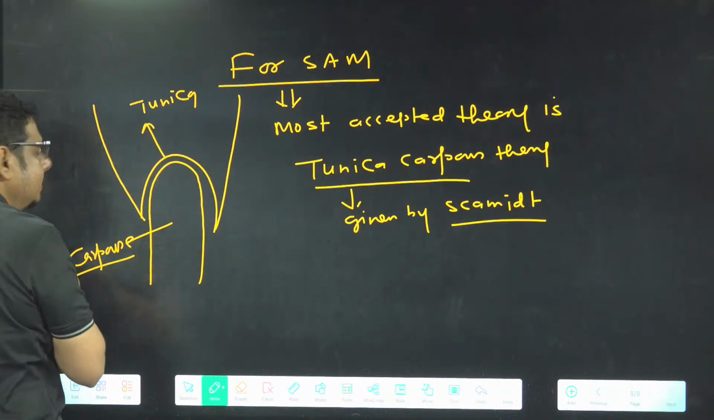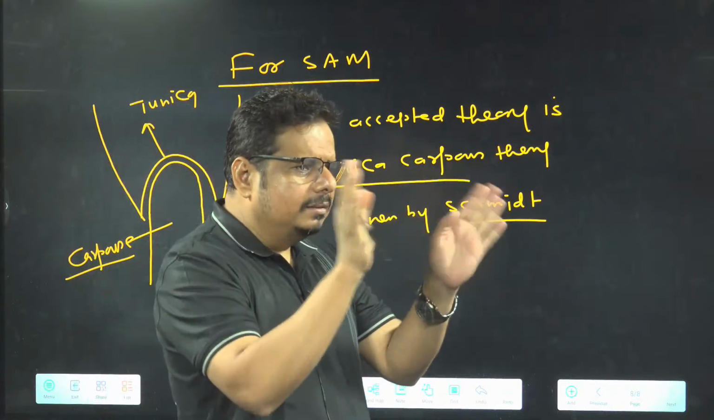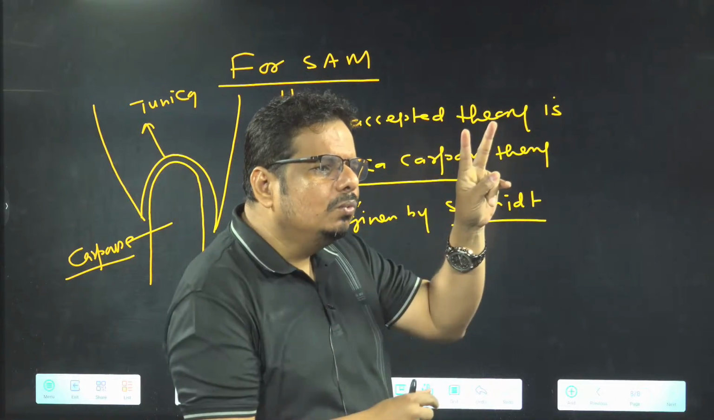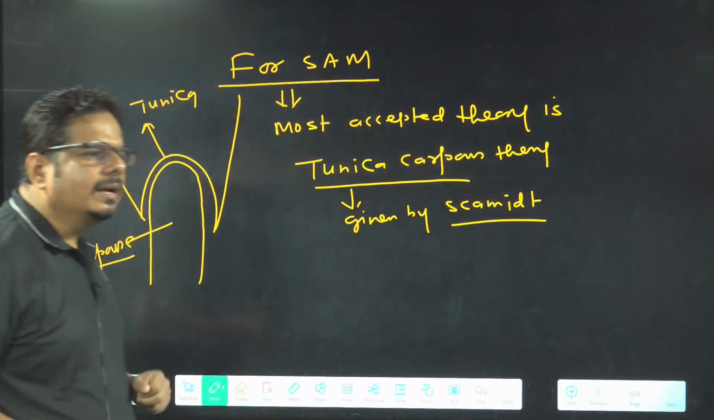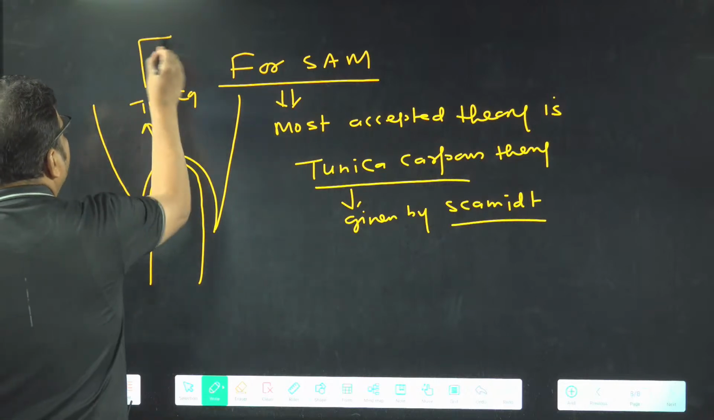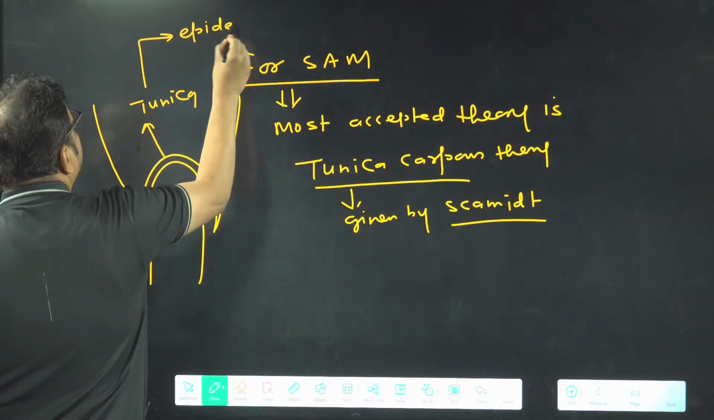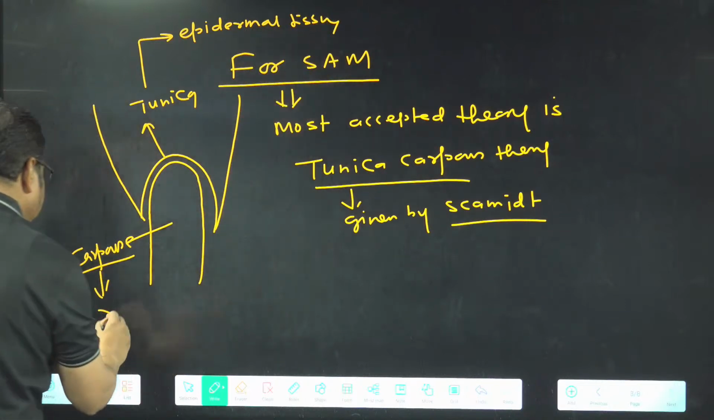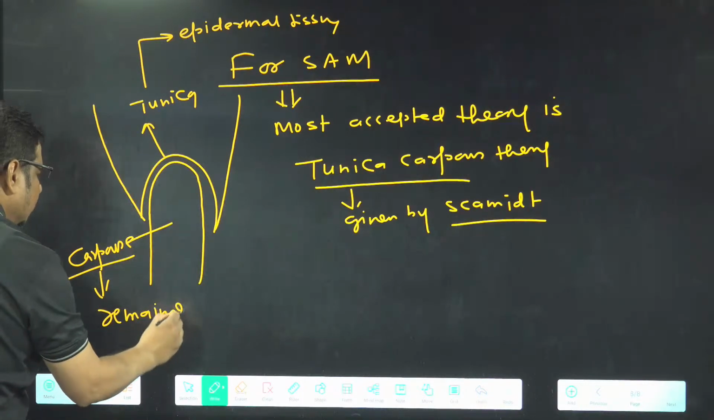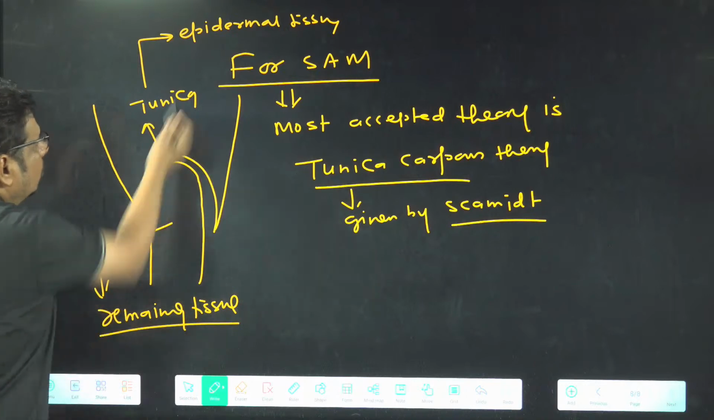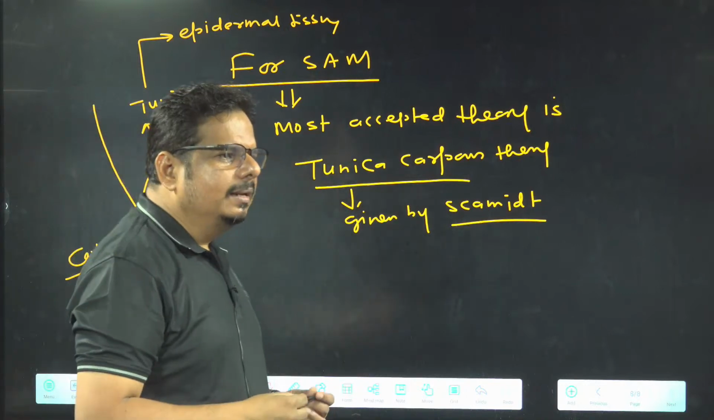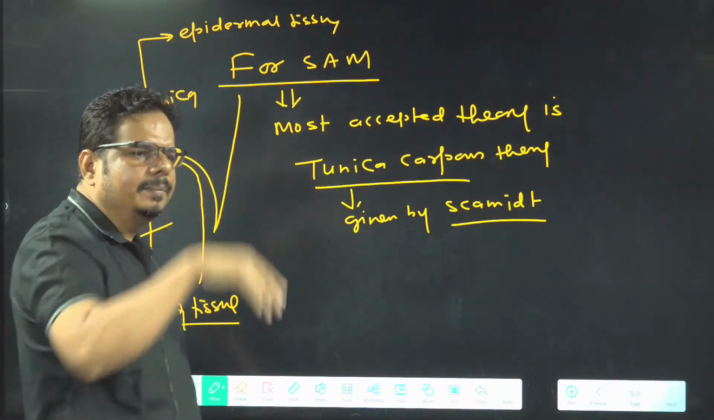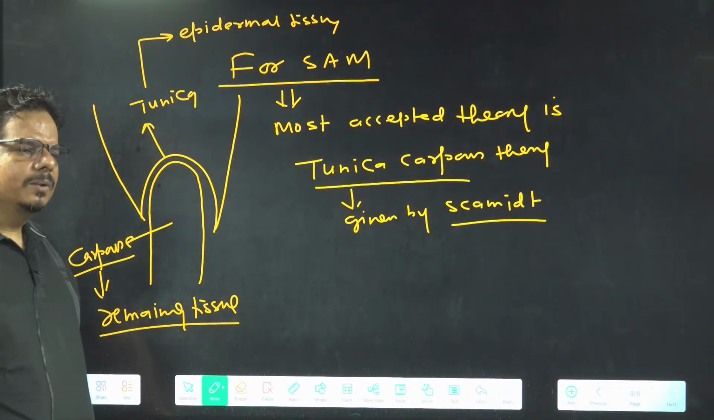Two zones are present, he told, in case of which one? Shoot apical meristem. 3 zones are not there, only 2 layers are there. So the outer layer is called tunica, the inner layer is called corpus. Tunica forms epidermal tissue, and corpus forms the remaining tissue. So this is tunica corpus theory. Much more is there, but I am not going to tell. If tunica is more than one layer, the outer layer will form epidermis, and the remaining layers will help the corpus to form the other tissue. Are you getting the idea or not?